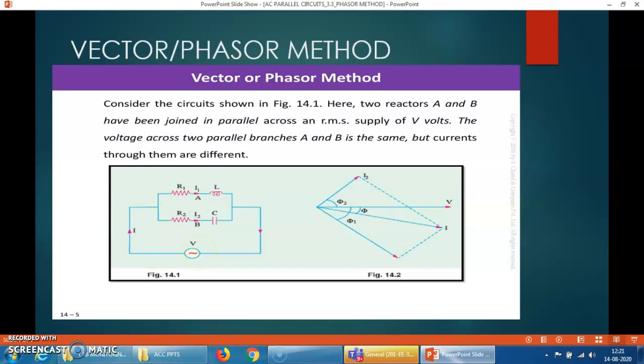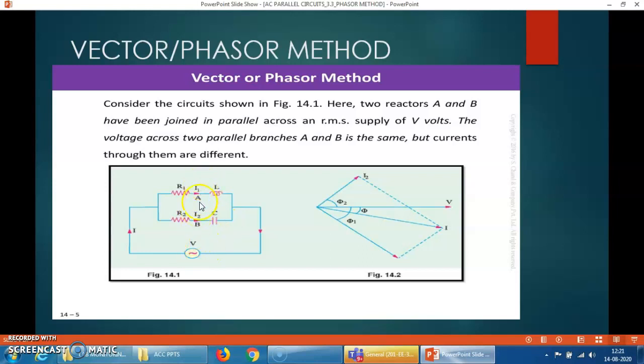Now how to find the value of the current and the power factor by using the vector or phasor method? In a vector method you have to draw the vector diagram. How to draw the vector diagram? It's very simple. There are two branches, so there are two branch currents: branch current I1 which is flowing through the RL, and branch current I2 which is flowing through the RC series.